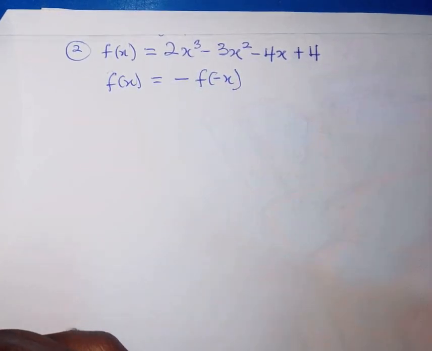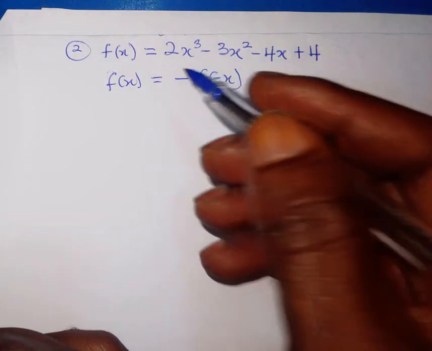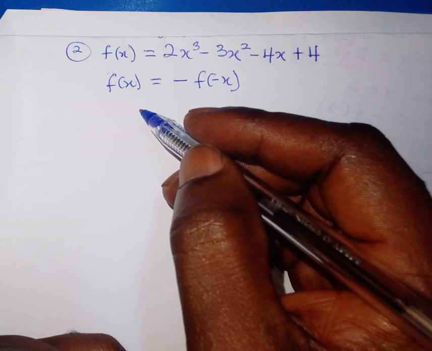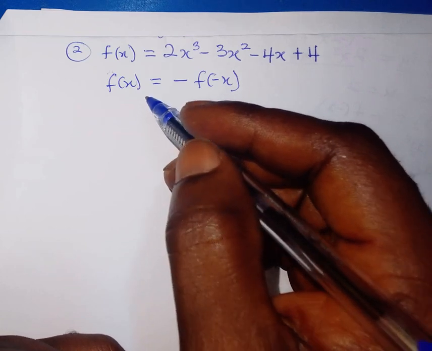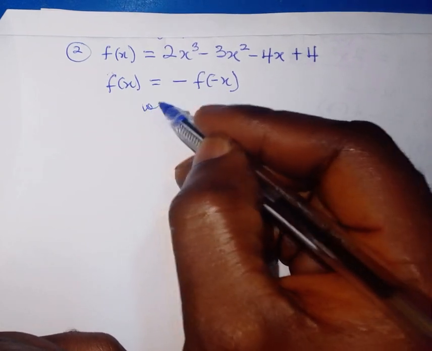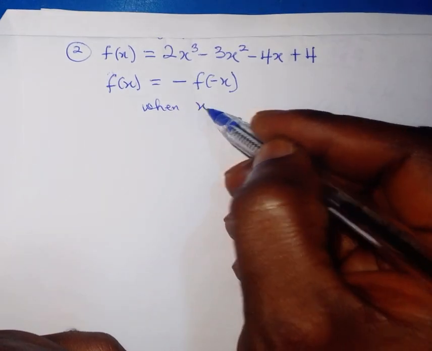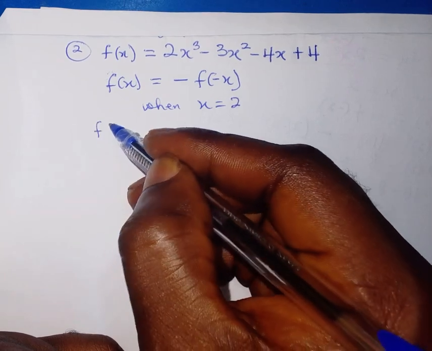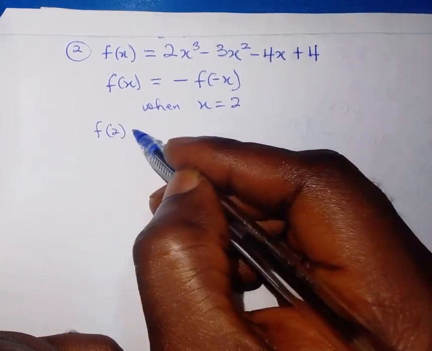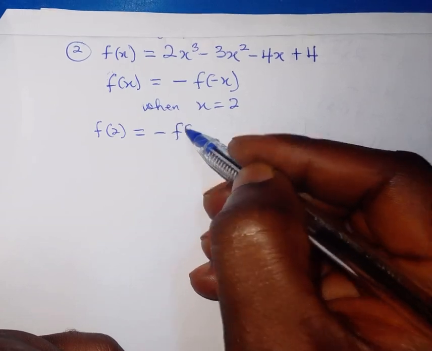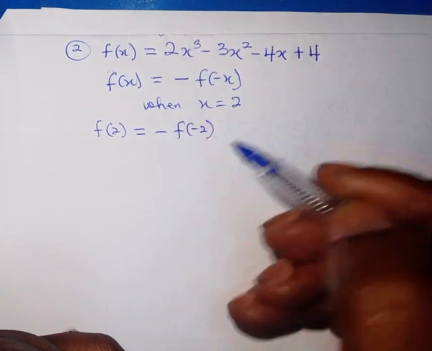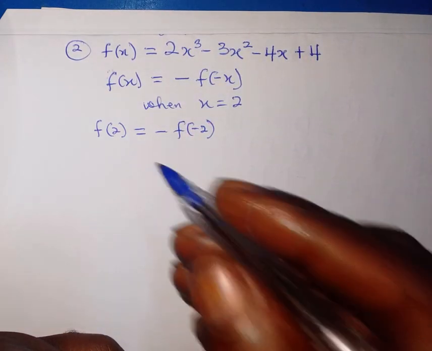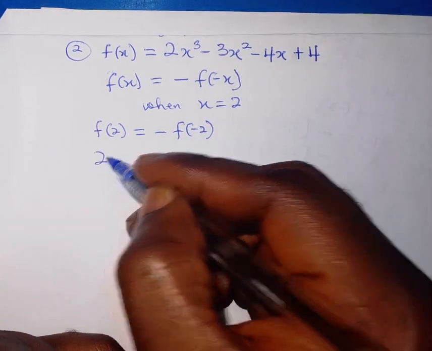So if I'm going to use a number, let's say I'm still using the 2. You can use any number you want, but I prefer using 2. It doesn't matter. There's no uniqueness in using the 2. So let's say when x is equal to 2, then I'm going to use this principle: f at 2 should be equal to negative f at negative 2. So that is what I'm going to substitute for both sides. Here I'm going to substitute 2 here.